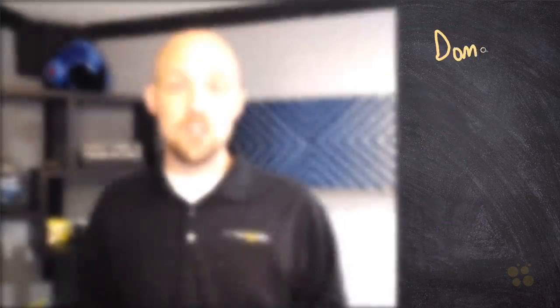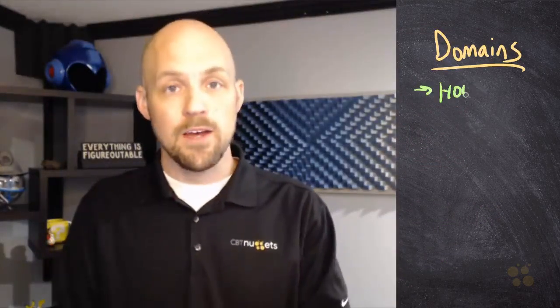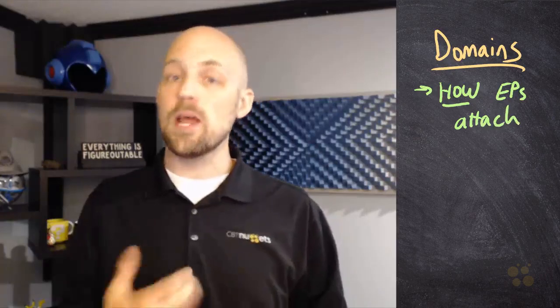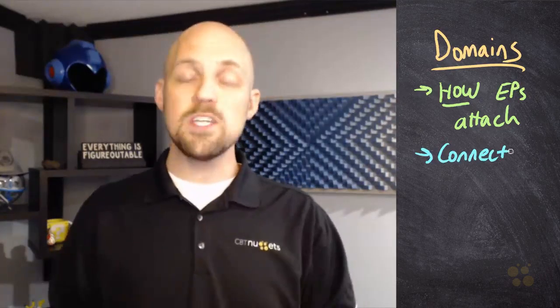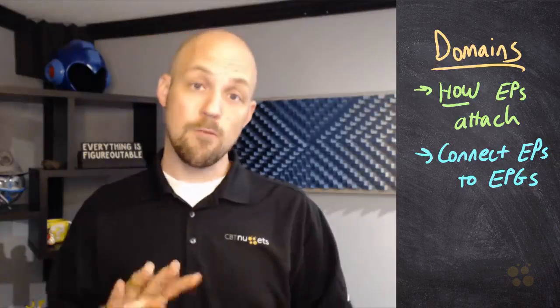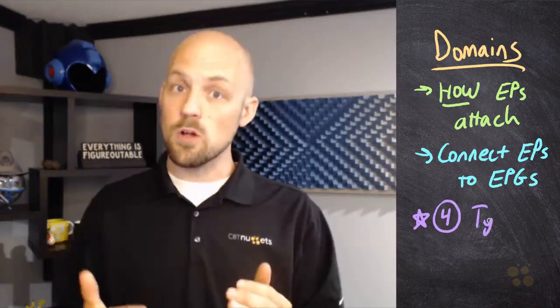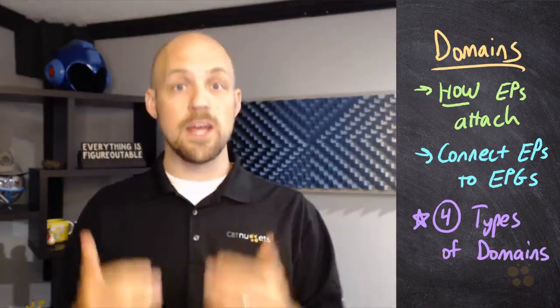Domains are a representation of how endpoints connect into the fabric. And by assigning domains to endpoint groups, we now know when a specific endpoint comes into the fabric for the first time, which endpoint group it belongs to. Now there are 4 different domains. We have physical and virtual, and then we also have external bridged and external routed.